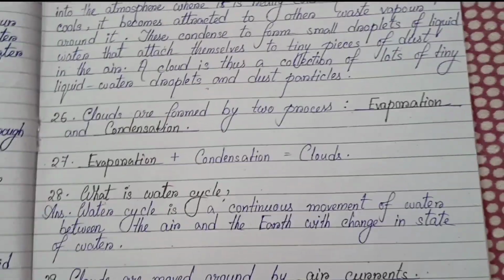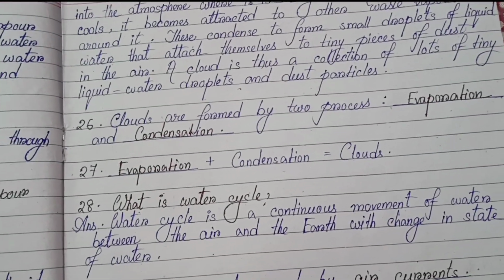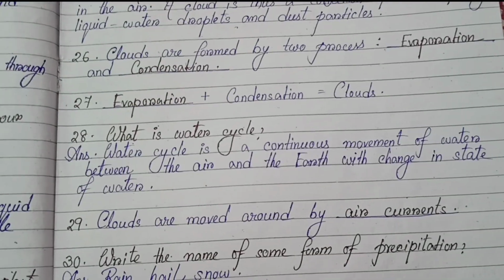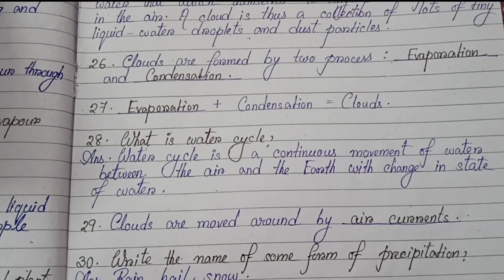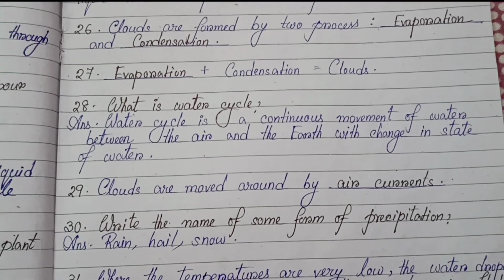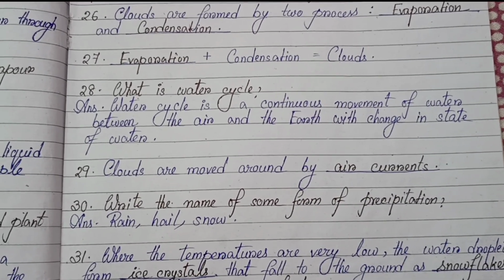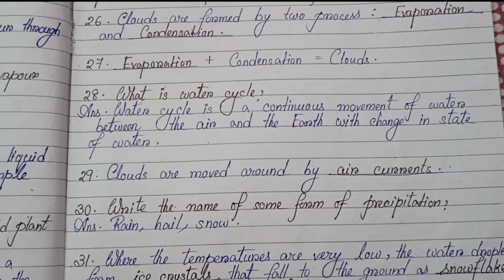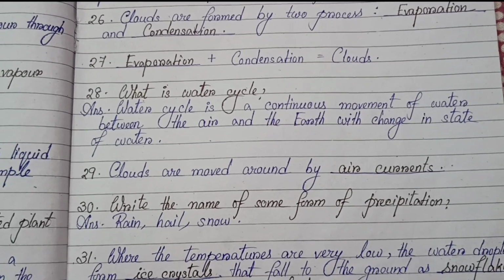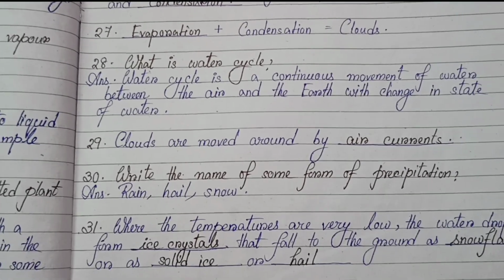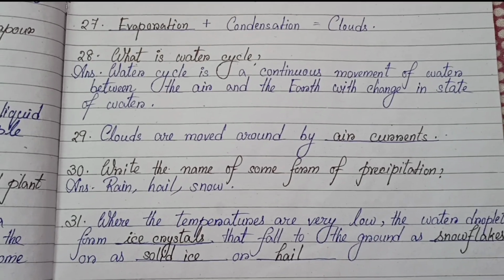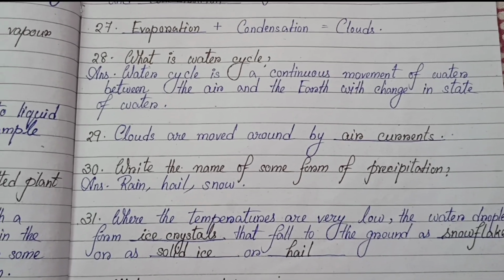26. Clouds are formed by two processes, evaporation and condensation. 27. Evaporation plus condensation is equal to clouds. 28. What is water cycle? Water cycle is a continuous movement of water between the air and the earth with change in state of water. 29. Clouds are moved around by air currents.